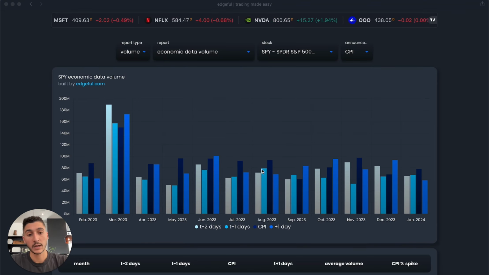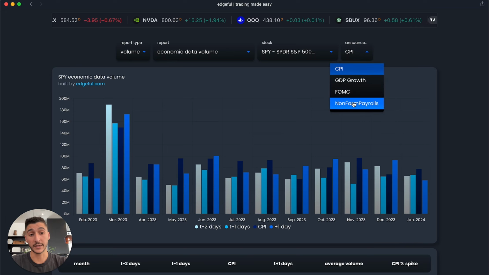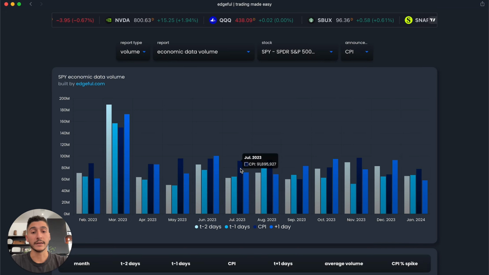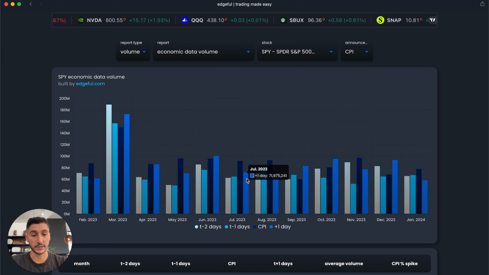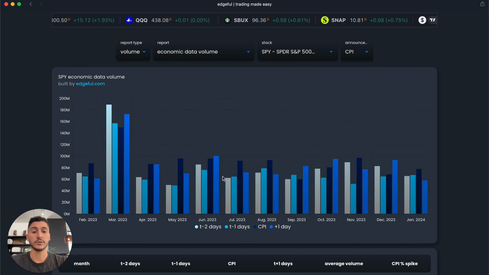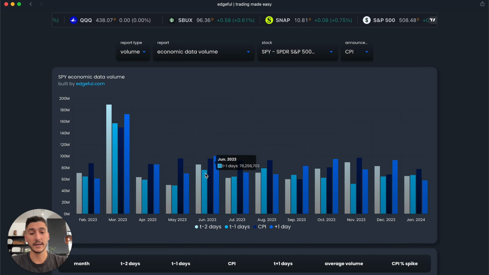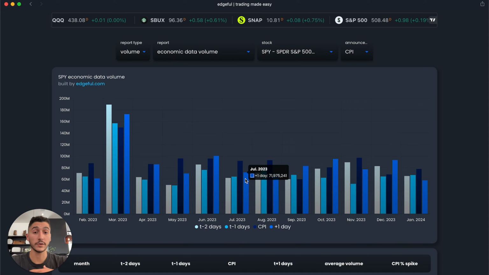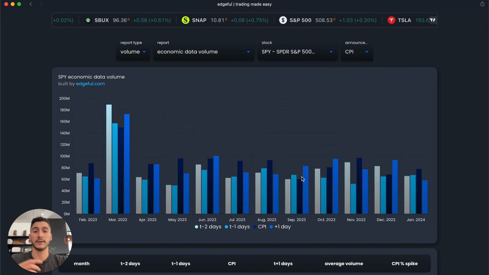Each of these bars is a certain day. The darkest blue bar is the day of CPI, or the day of the announcement that you have selected. You can see the day after here, and then 2 days before. What you notice is, historically, the days before CPI tend to have lower volume than the actual day of CPI.